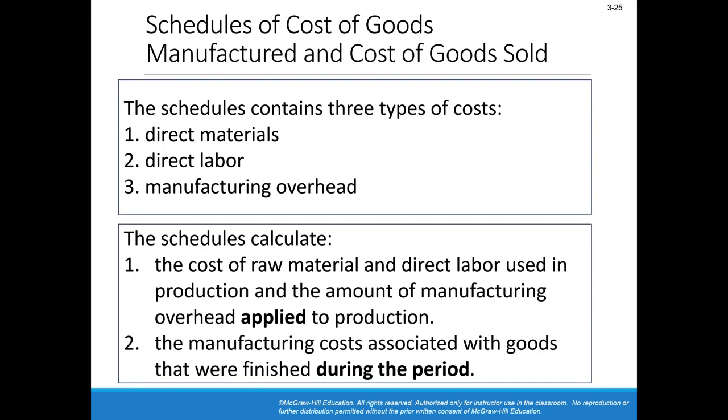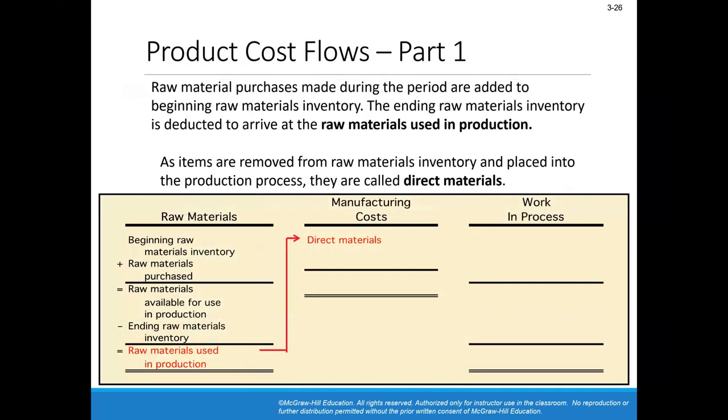So remember, we're using that estimated amount. And then we have the manufacturing costs associated with goods that were finished during the period. So we want to move those out of the work in process and bring them over to finished goods. All right, so this chart kind of shows you that. So we have our raw materials during the period, and we have the beginning raw materials, what we already had. Then we probably had to buy some more stuff. So we have raw materials purchased.